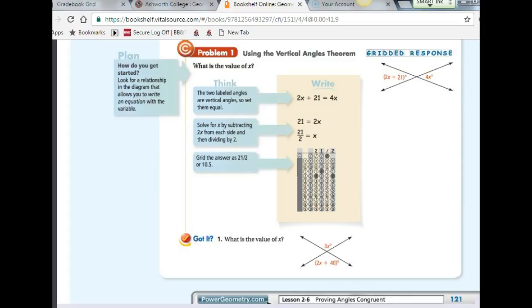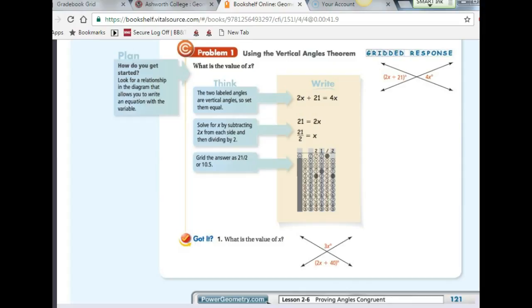This is talking about using the vertical angle theorem. What the vertical angle theorem very simply says is that angles that are across the vertex from each other are always going to be equal, providing you have two lines that are crossing each other to make that point. Now, if you look at the picture at the right, you see two lines that are crossing.